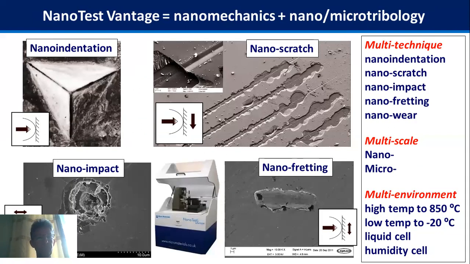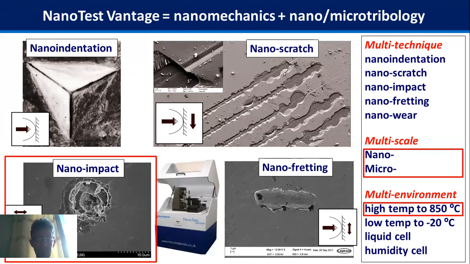So the nano impact test is one of the many test techniques in our NanoTest Vantage system, which is a modular nanomechanical, nanotribological test platform that comprises a range of different test techniques: indentation, scratch, impact, fretting, wear, across a range of different length scales by having a wide load range with 2 different loading heads, and also in different test environments such as hot or cold. So the red boxes show what I'm going to be talking about today.